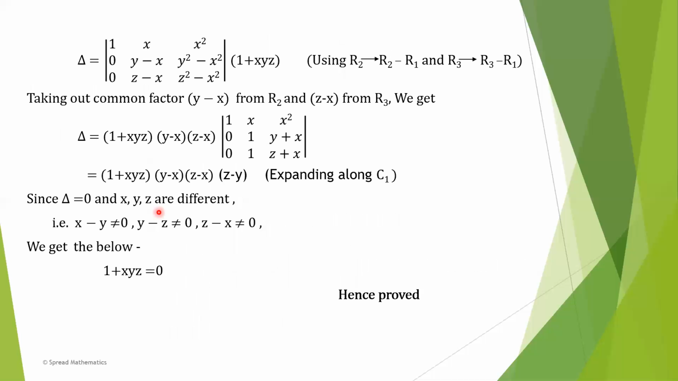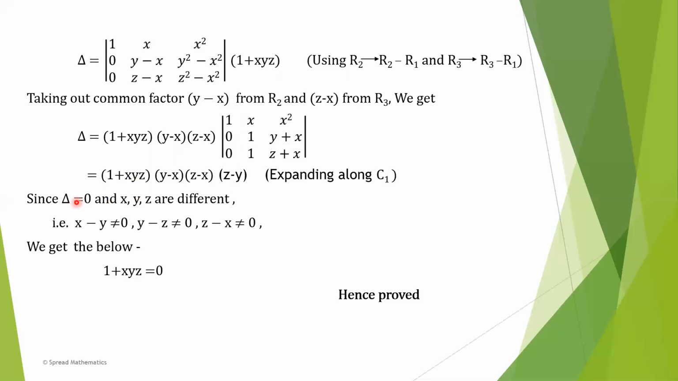Now we are applying two operations here. First is R2 replaced by R2 minus R1 and R3 replaced by R3 minus R1. Then we get this. Now you can see in second row y minus x is common, and third row z minus x is common. So we took common and we get this. Now in first column, two elements are 0. So we are expanding this determinant along column first and we get this.